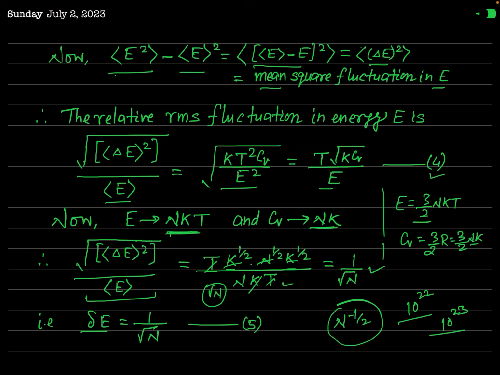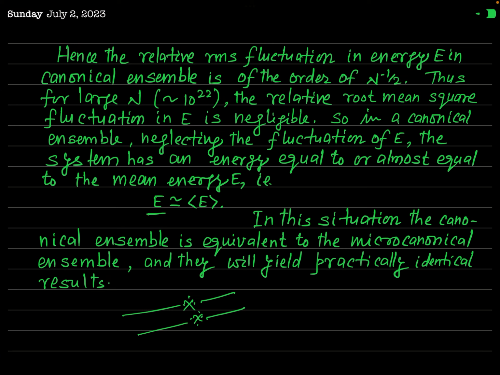And so, neglecting the fluctuation of energy E, a system in the canonical ensemble has an energy almost equal to the mean energy value E. And in this situation, the canonical ensemble will be just equivalent to the microcanonical ensemble, and they will yield practically identical results. Have you understood or not? I have mentioned it here, you can see that in this case, since the fluctuation in energy is very small, that is negligible, or you can say that this is almost equal to zero. So you can take that the energy of the system is almost equal to its average value.